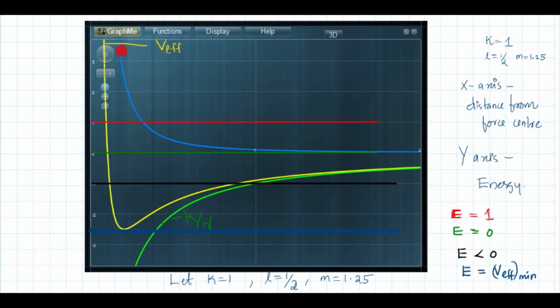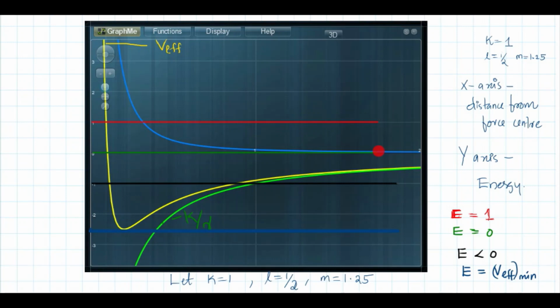Here we already fixed the angular momentum, and for any central force problem, angular momentum and total energy are conserved quantities. So here we fixed L. Now we want to fix total energy. Depending on the value of total energy, the trajectory will change. So first we will consider the case of a positive energy. That is this red one, and it is nothing but total energy equal to 1.